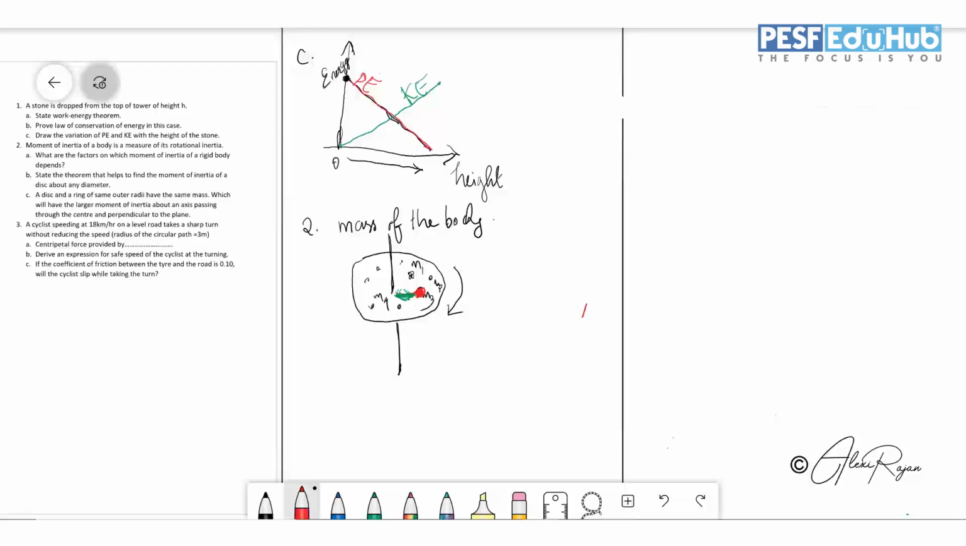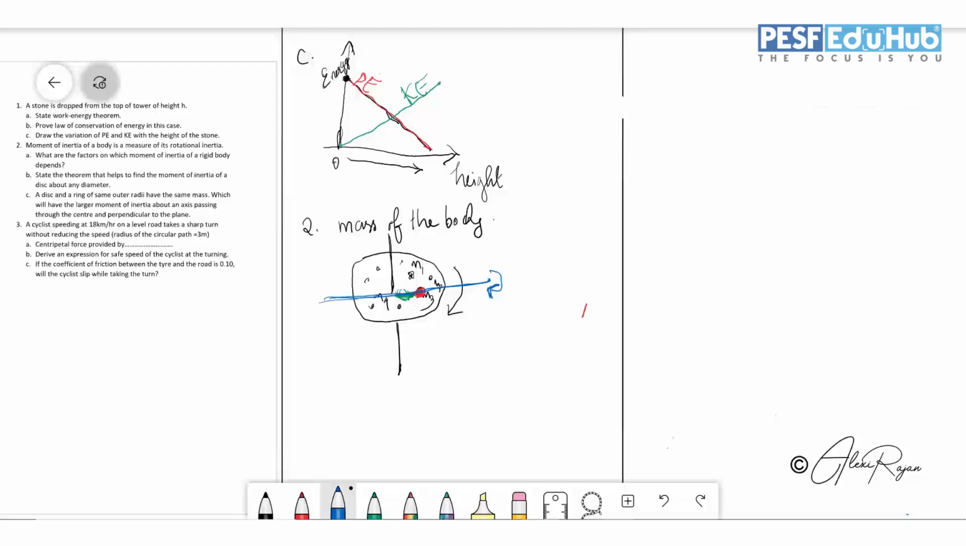Now, the second sub question: state the theorem that helps to find out the moment of inertia of a disk about any diameter. So you have to find out the moment of inertia of any regular body about a diameter. That means if I have a body like this, as in the diagram, I want to find out the moment of inertia along this particular axis. Now the body can rotate in this way, and I want to find out the moment of inertia along this axis. So how can I find out this thing?